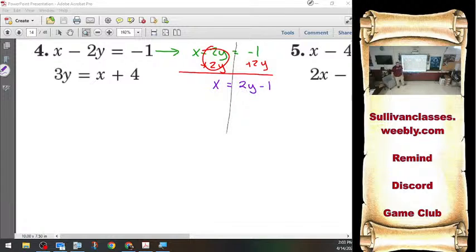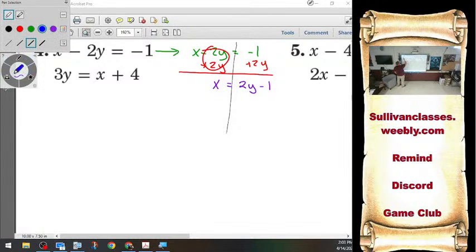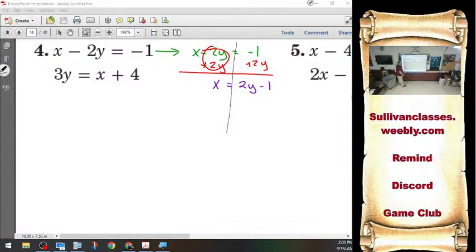Don't try to combine those. They're different kind of terms. They are not like terms. 2y's minus 1 is not magically 1y. That's a turtle and a giraffe. Okay? Not the same kind of critter. What was the other rule that we said for when we're plugging things into places? Always use parentheses. Can I take x equals this stuff and put it right here?